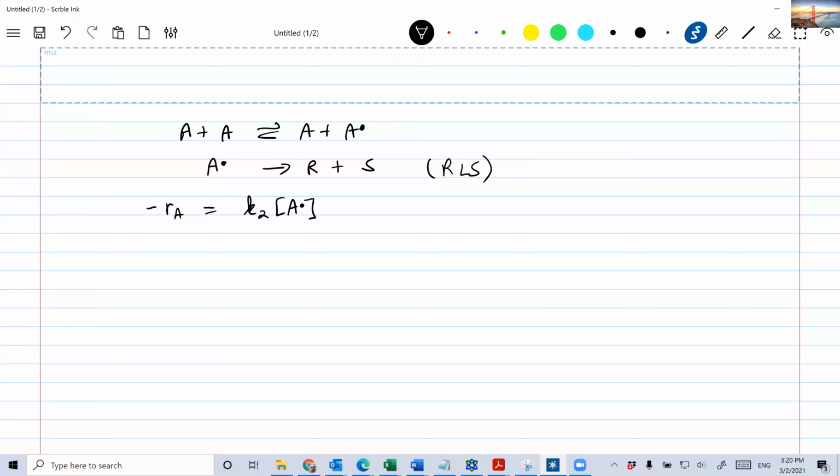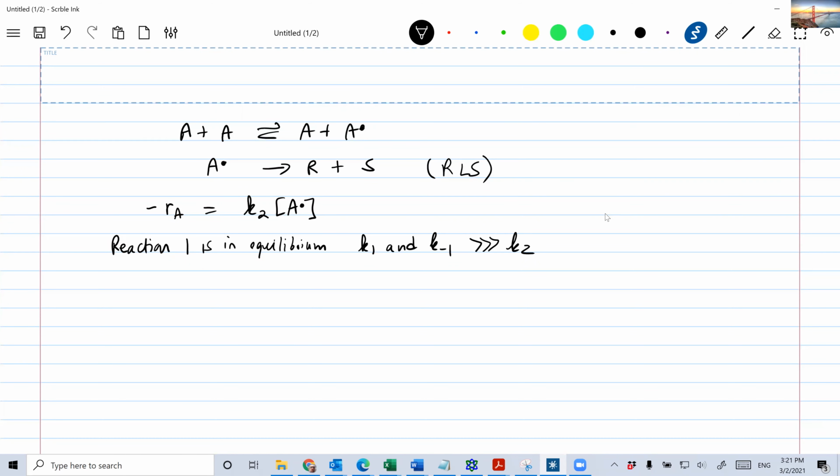Okay. Right. So now to eliminate A dot, you have to assume that reaction 1 is in equilibrium and that K1 and K minus 1 are much more than K2. So that's what the rate limiting step means, and that's what the equilibrium means.